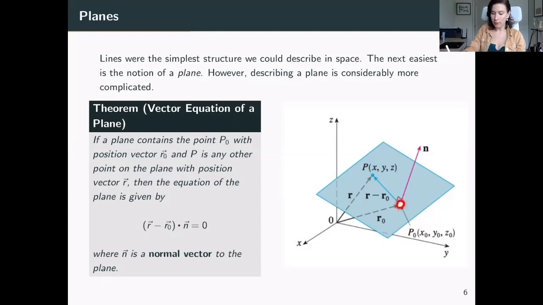So we're going to start off with that initial point P0 being x0, y0, z0. And from that point, we can go in many different directions.